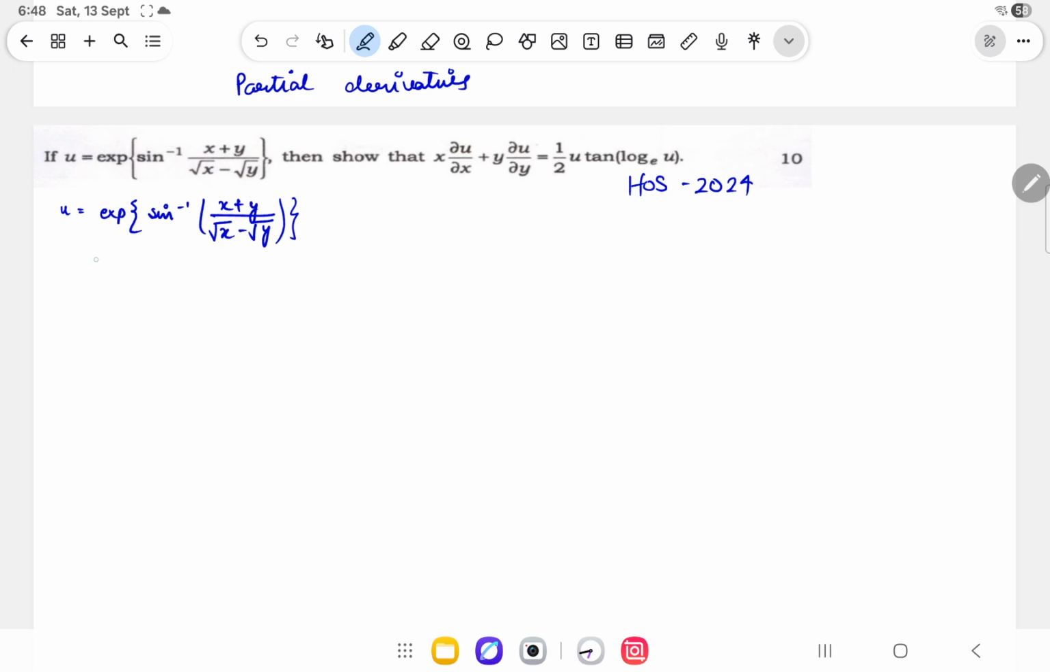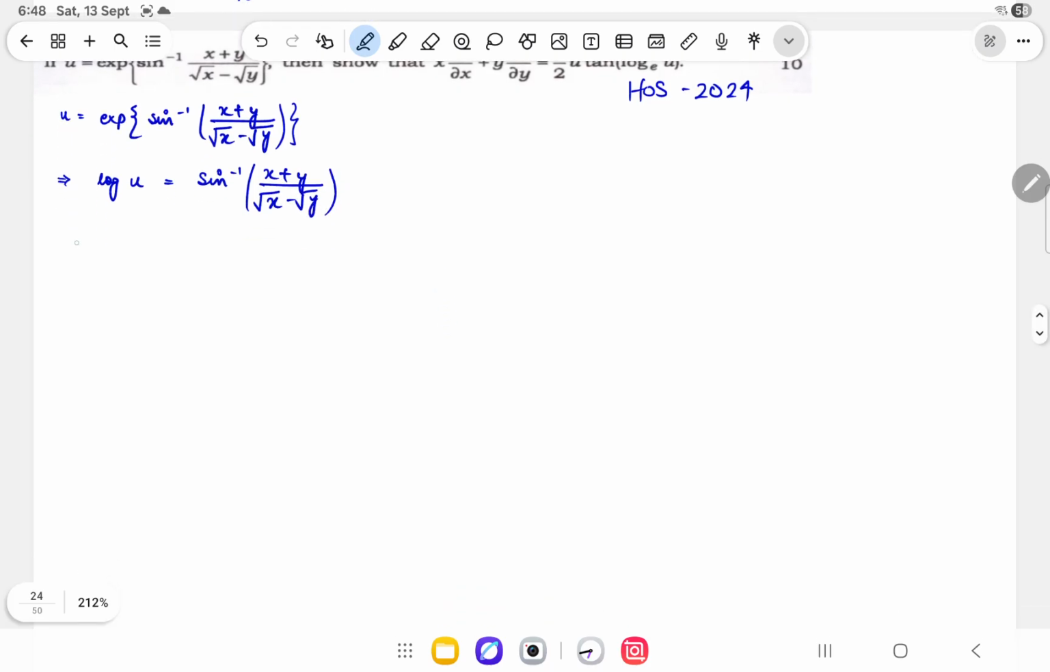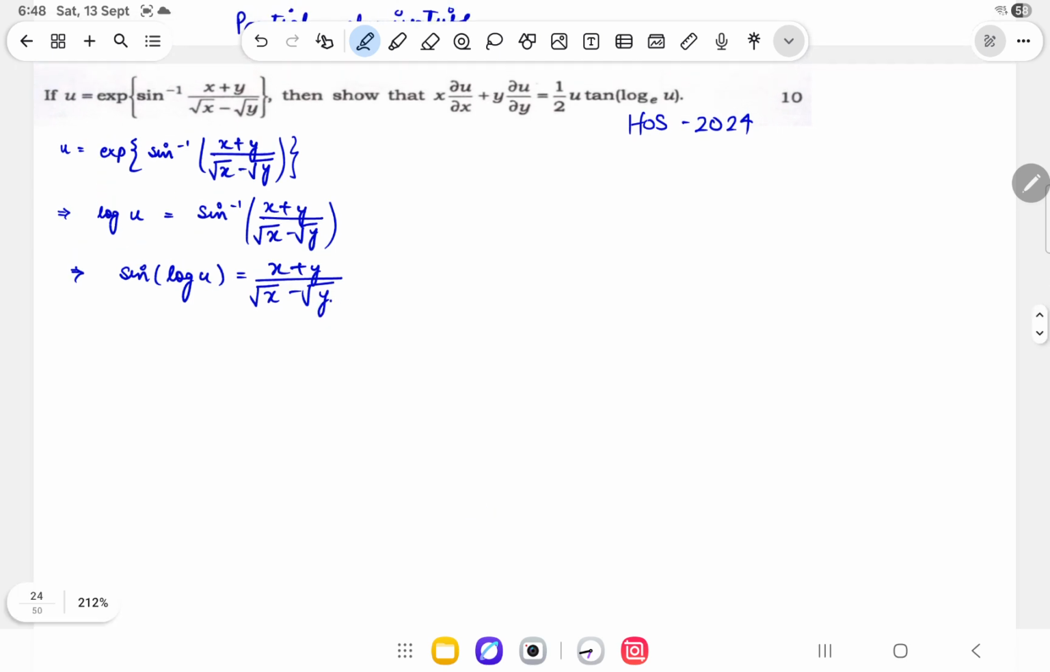If I take log on both sides, I'll get rid of this exponential. So log u equals sine inverse of x plus y upon under root x minus under root y. So sine log u equals x plus y divided by under root x minus under root y. Now we can use Euler's theorem on homogeneous functions.